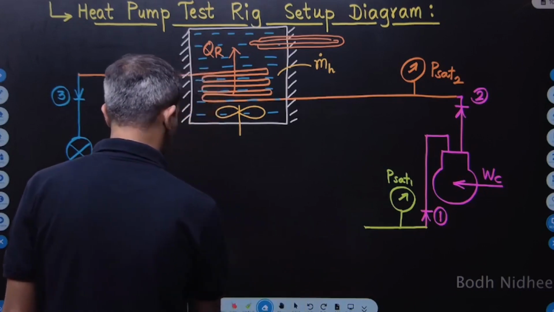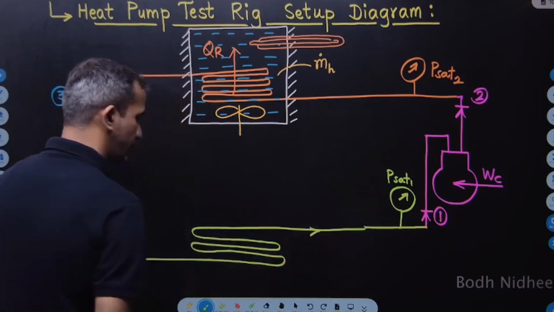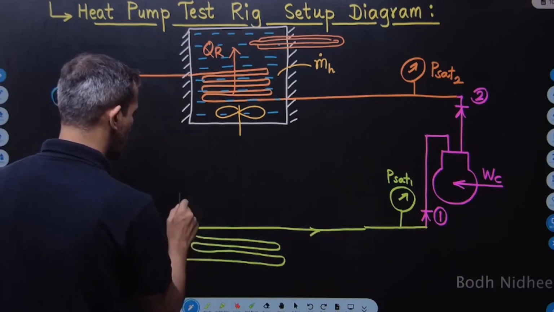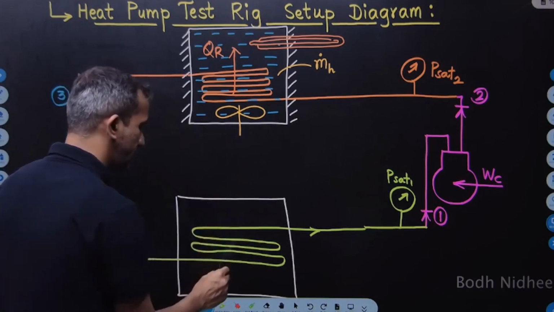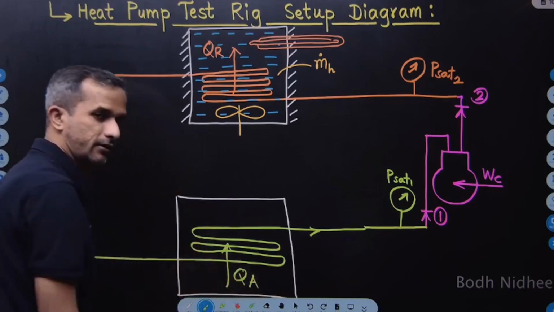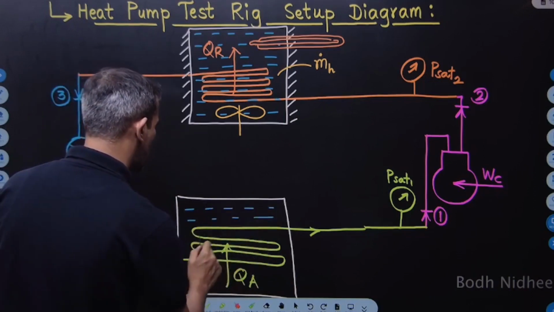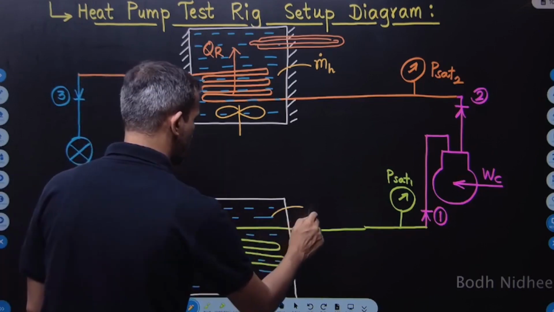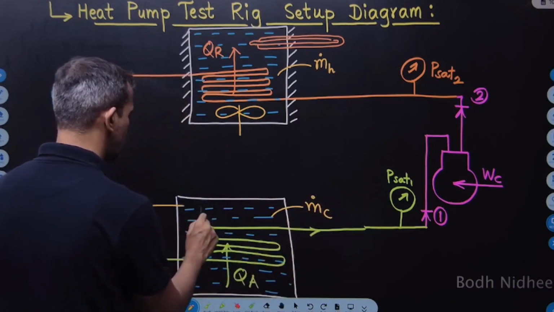Similarly, we'll modify this evaporator as well in a similar format. This is the evaporator coil. We'll keep it in a chamber filled with water. The refrigerant inside this chamber will absorb the heat from this water, and that is nothing but the heat added to the refrigerant, QA, right? And the water will get cooled. Again, a known mass of water, the mass of cold water, is kept in this chamber, and we can monitor its temperature using a thermometer.